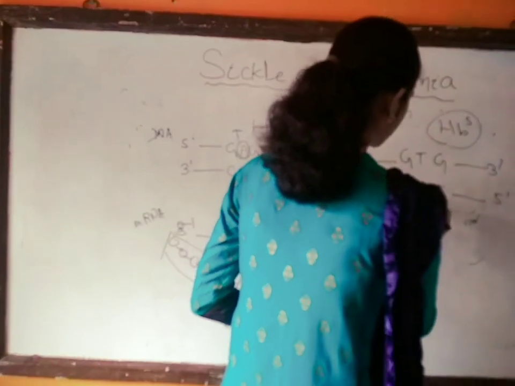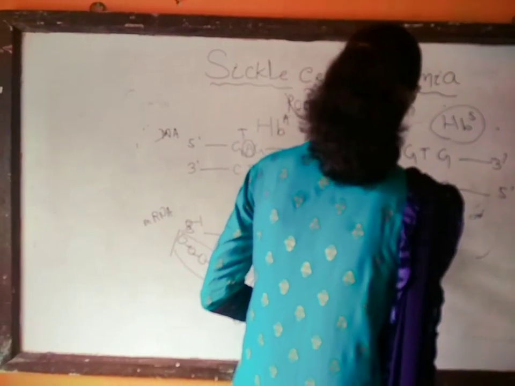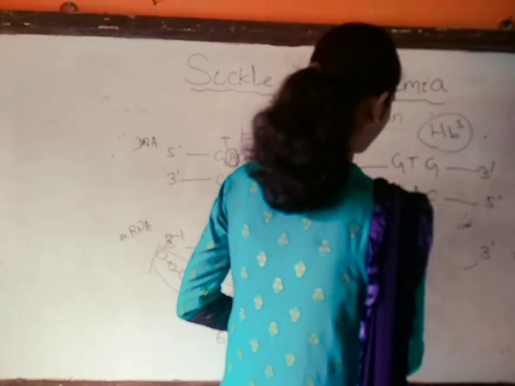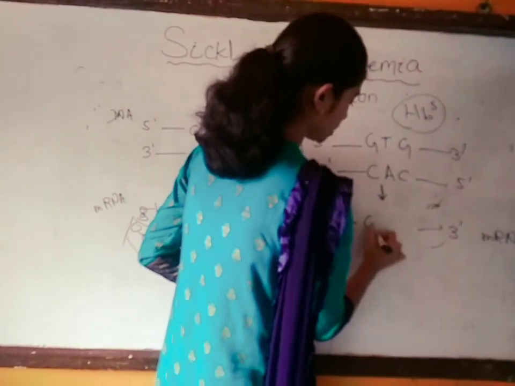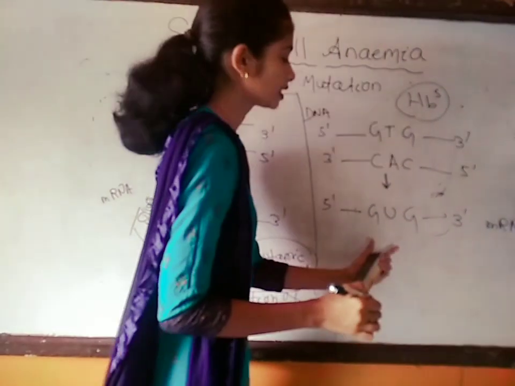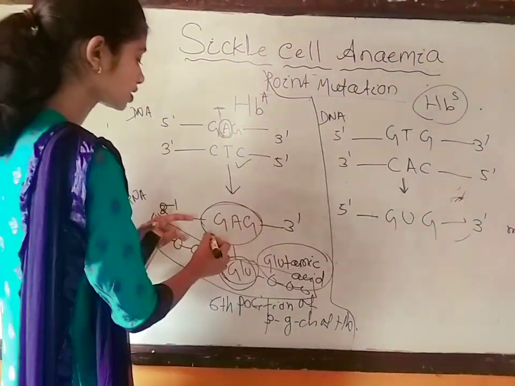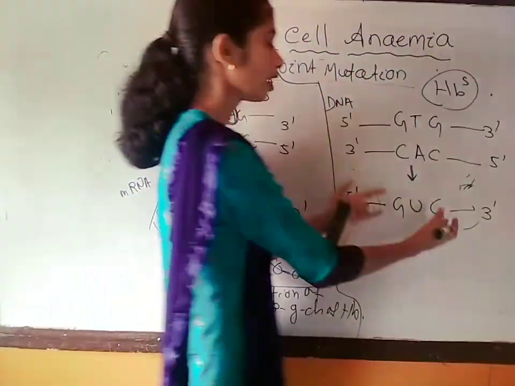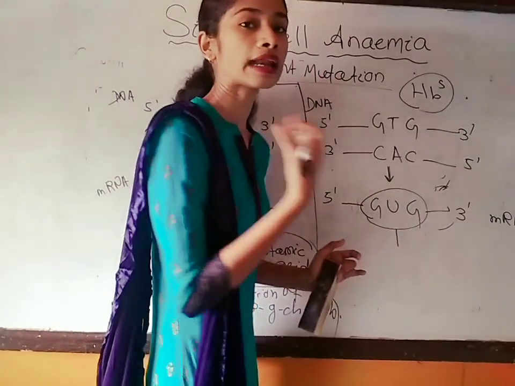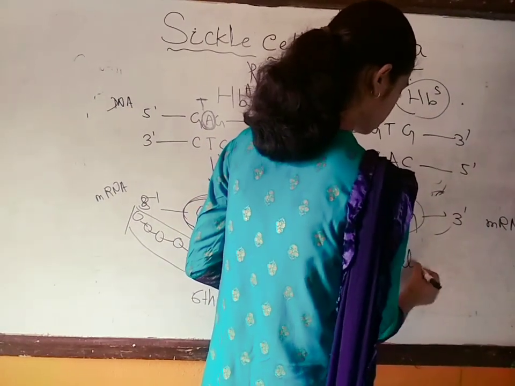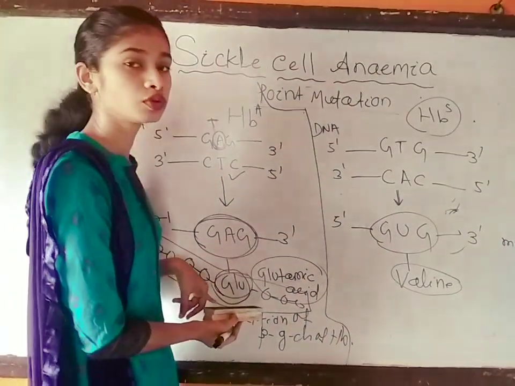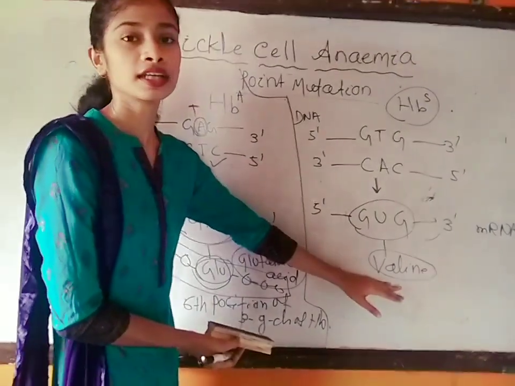So this will give the mRNA, 5' to 3'. Your mRNA will be: A will give uracil U, C will give G. That means GUG. But in the normal we find GAG. It's the normal and this is the mutated. So this GUG will code for another amino acid. This is valine. But in the normal case, it will code for glutamic acid. In the mutated case, it will give valine.